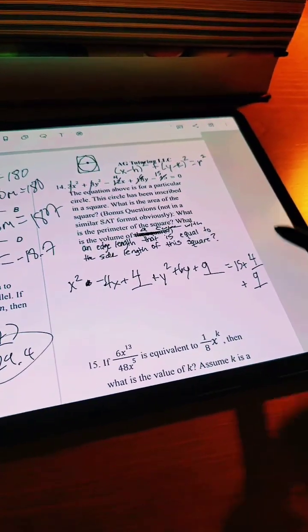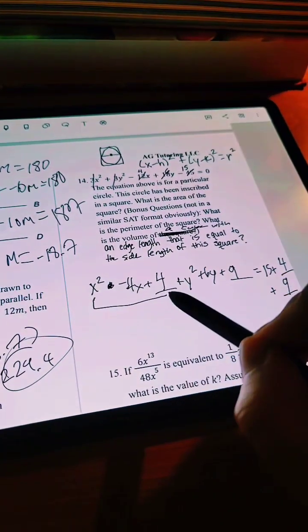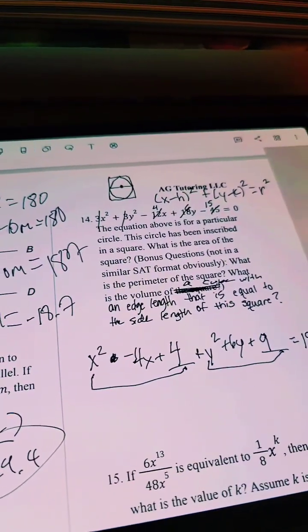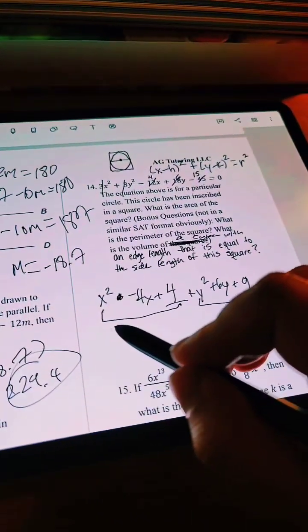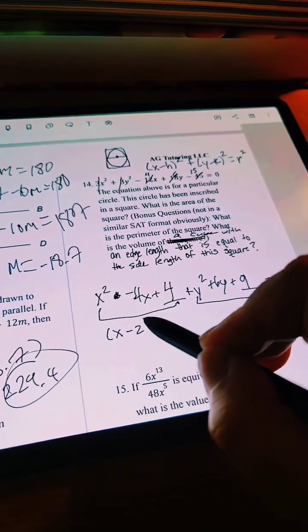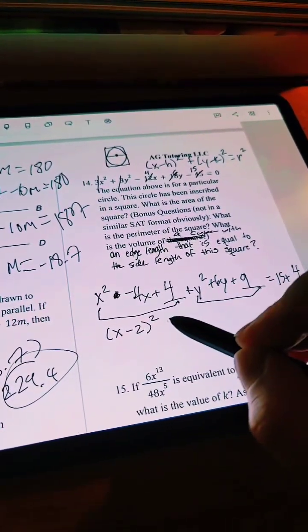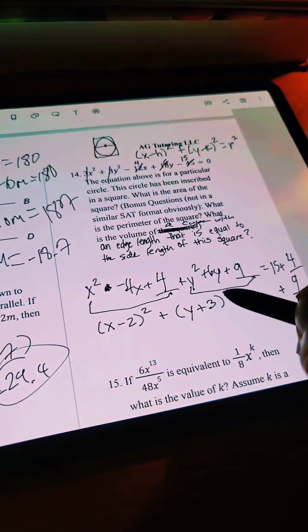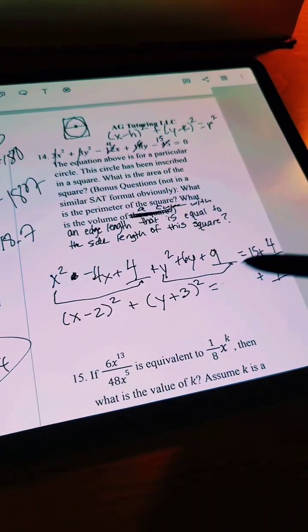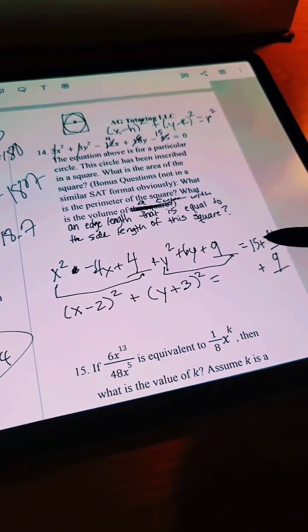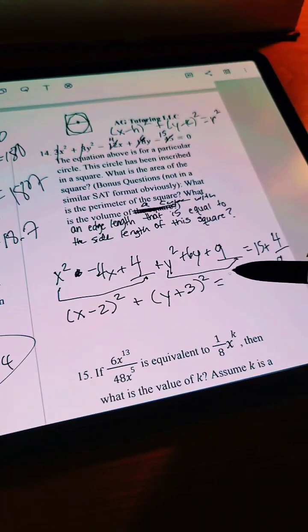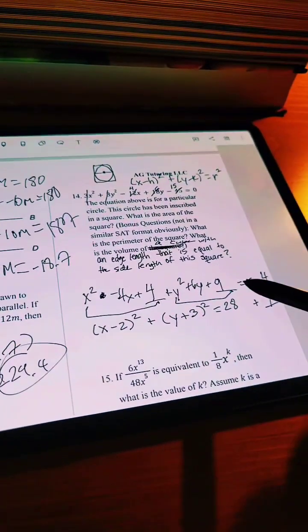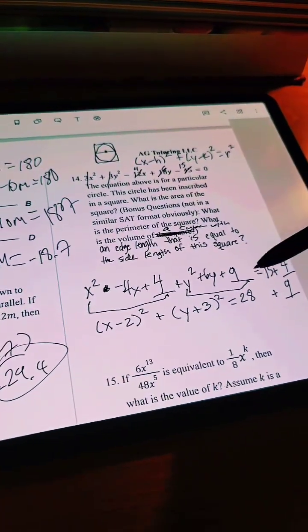Now we're just going to factor this and this to look more like the equation of a circle we're used to. The x part is going to be x minus 2 squared. And the y part would be y plus 3 squared. And that has to equal, now I'm going to add up the right-hand side. 15 plus 4 is 19. 19 plus 9 is 28. So now I have that r squared is equal to 28.